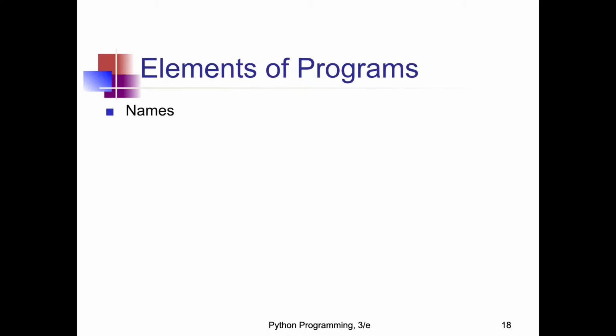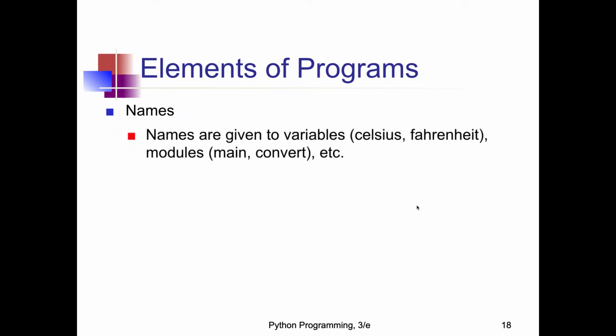So in this part, we're going to talk about some elements of programs that are important in Python. First, names. Names are given to variables such as Celsius and Fahrenheit that we did in the previous example, or modules such as name, convert as a file name. So these names are called identifiers.